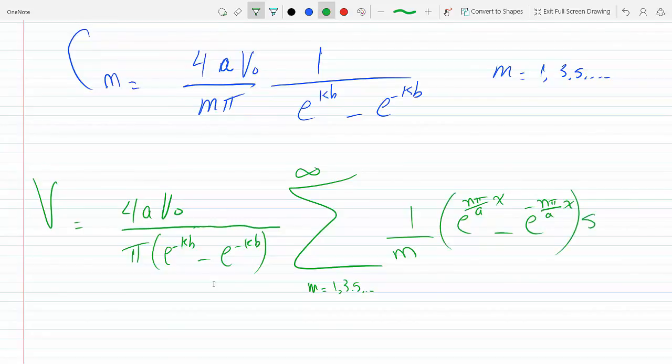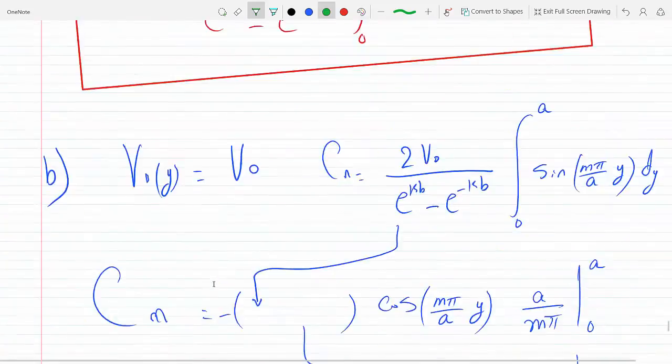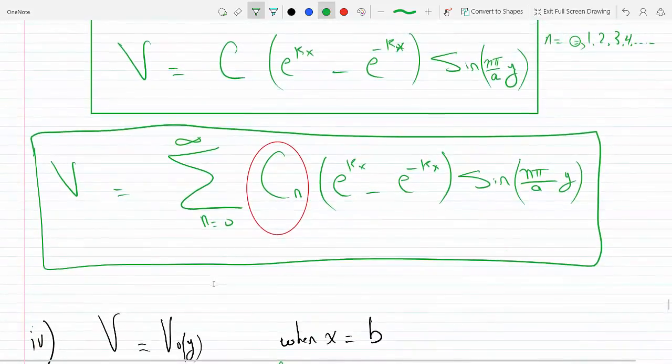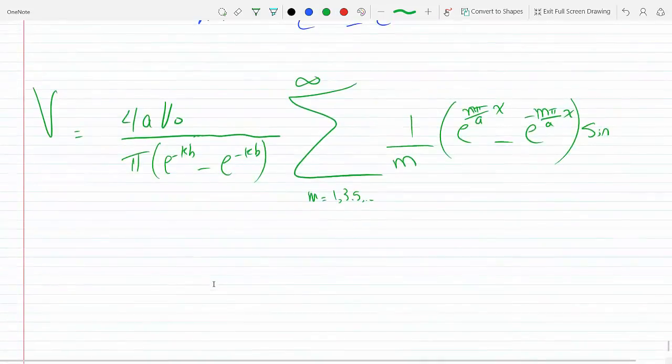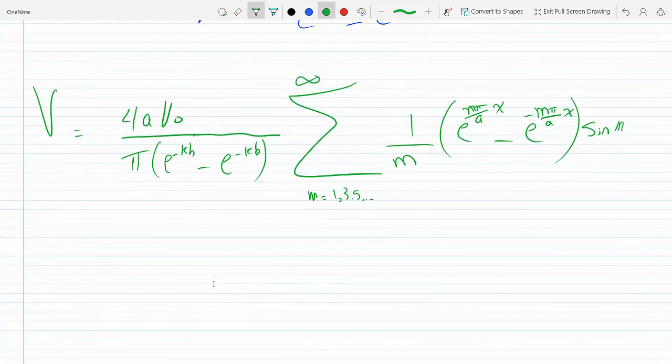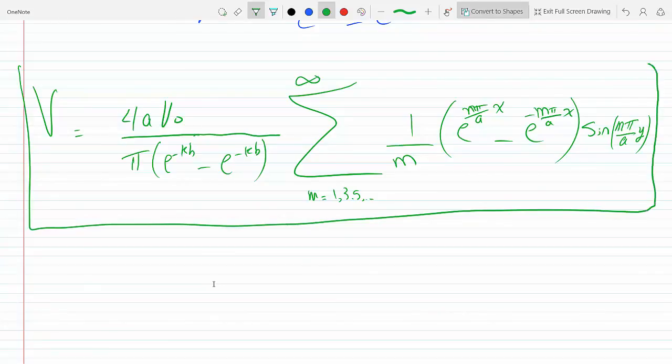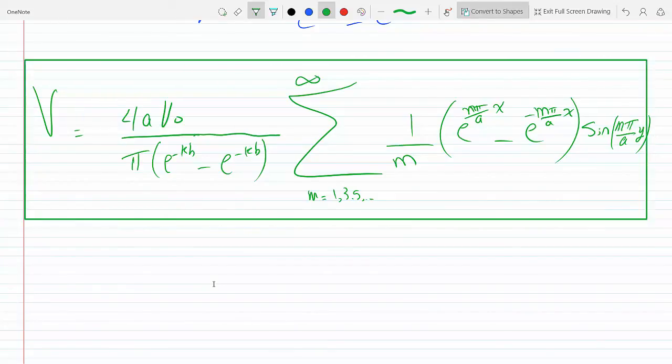times sine, I'm using m, let me stick to m, so sine m pi over a y, sine m pi over a y. So yeah, this is the potential inside the rectangular plate. This is the final answer, and we found exactly what, given that v0 is a constant, this is what the potential inside looks like. You could change these if you want to cosine hyperbolic.